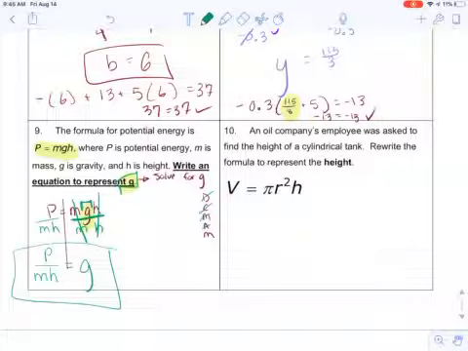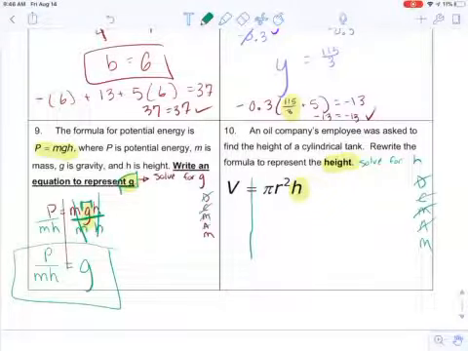An oil company's employee was asked to find the height of a cylindrical tank. Rewrite the formula to represent the height. Now it doesn't tell us here, but I can assume height starts with an h, so I am solving for h, getting the h by itself. So again, don't call me after midnight. There's no distributing, no parentheses. Combine like terms: all these letters are different, no like terms. Move the variable: I only see that variable h in one place, so I don't need to move the variable. Add, subtract: I do not see any plus or minus, so multiply or divide.